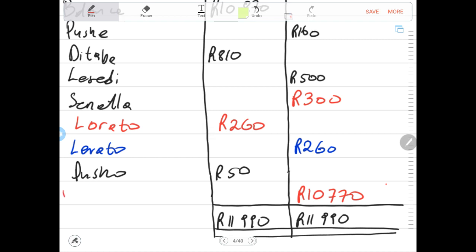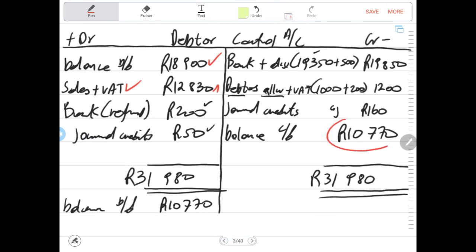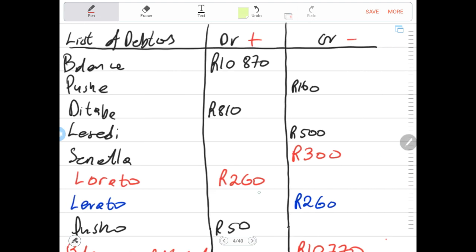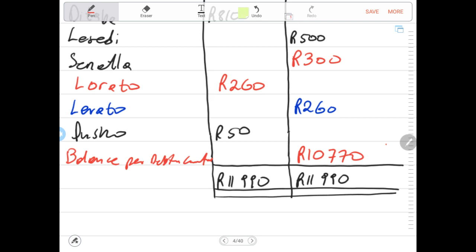This is the balance per debtors control. If the one for debtors control is the same as this one, we just need to verify that. Bear with my writing. 10,770 is the balance per debtors control, which is brought down, and that 10,770 is the same balance under our list of debtors, and there we're sitting at 10,770. That is excellent. Thank you very much.